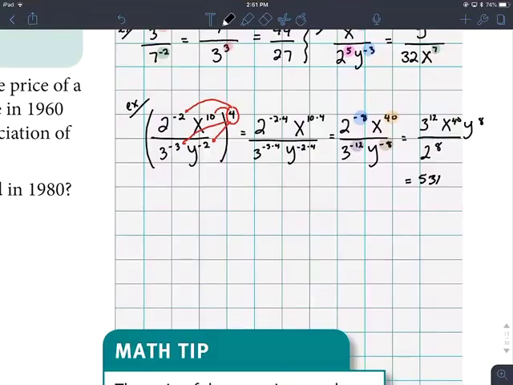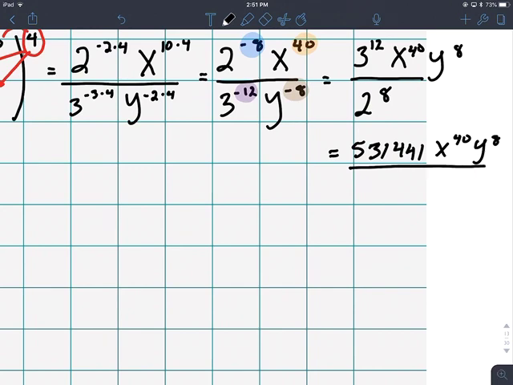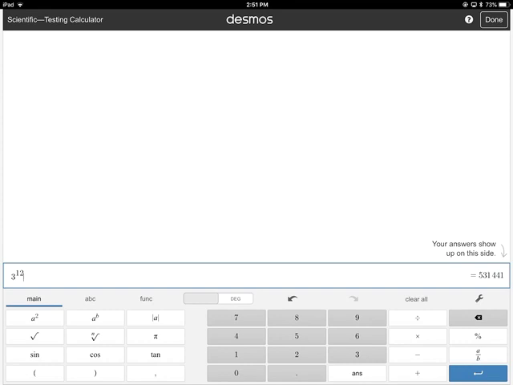441. x to the 40 y to the 8 over 2 to the 8 power. 2 to the power of 8, which is 256.